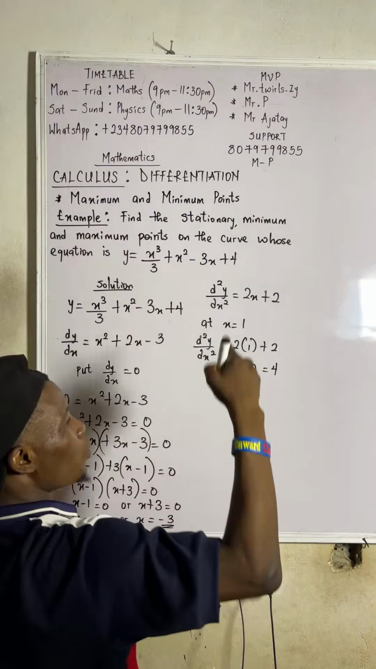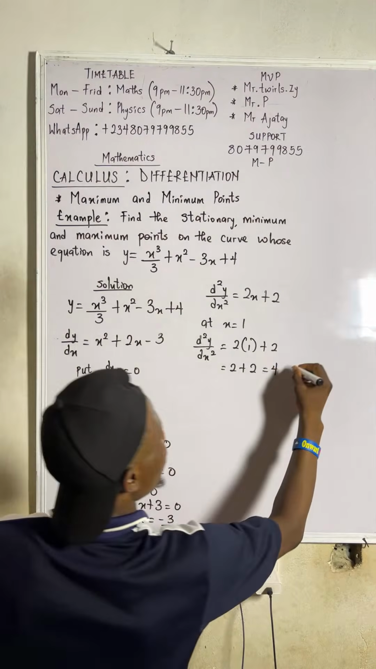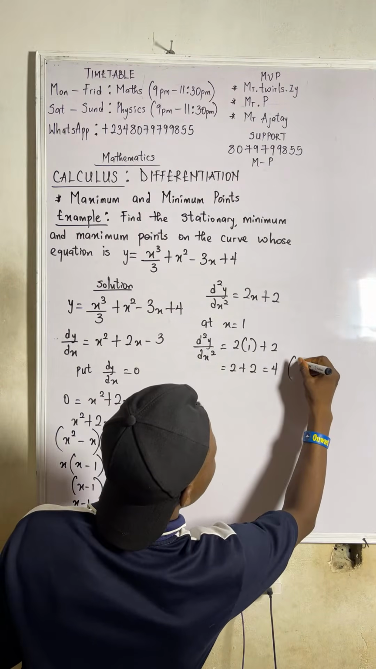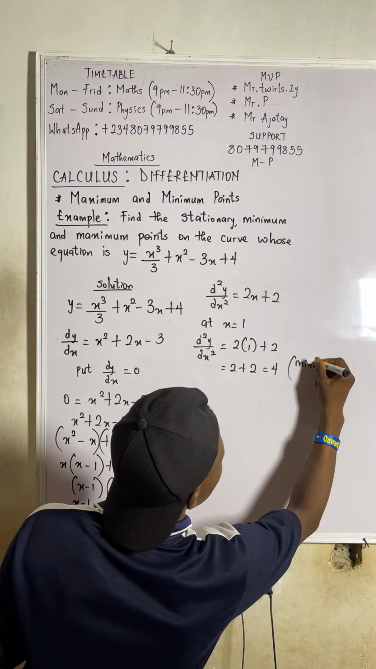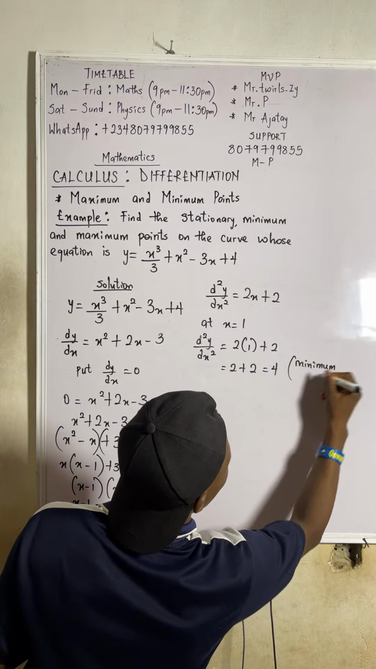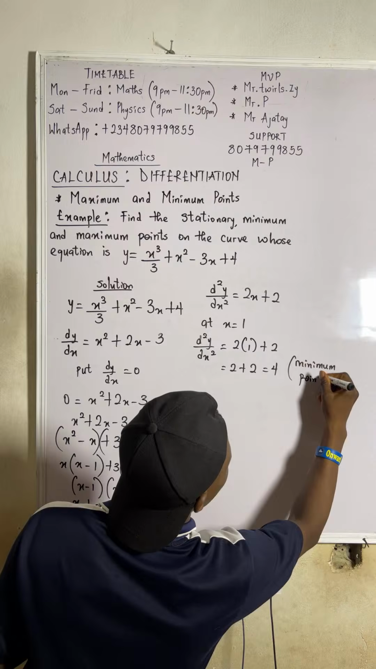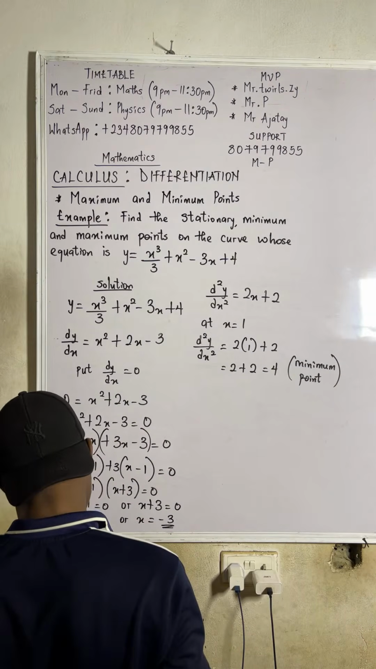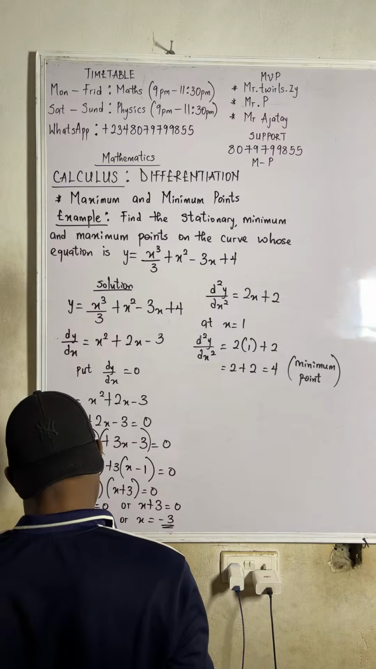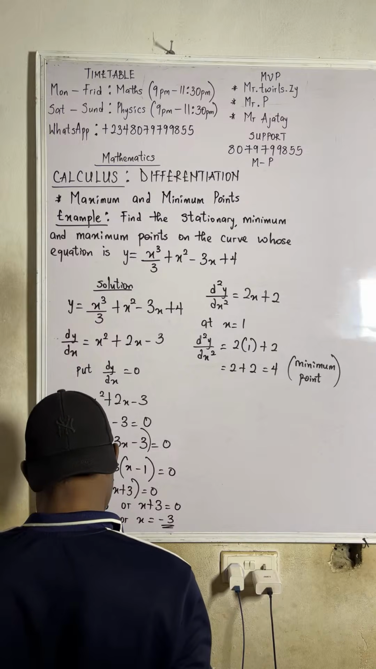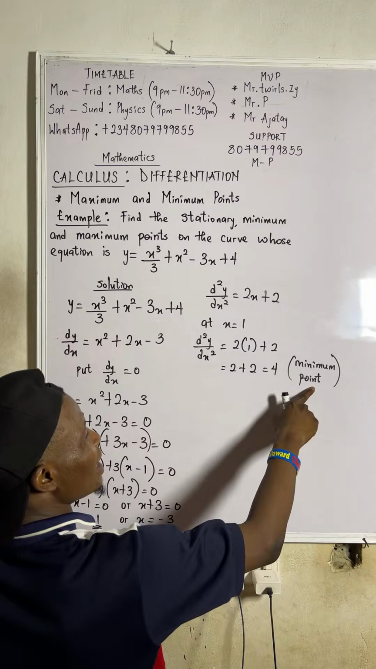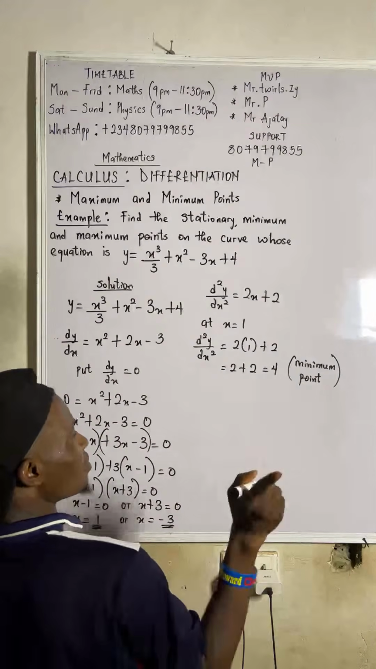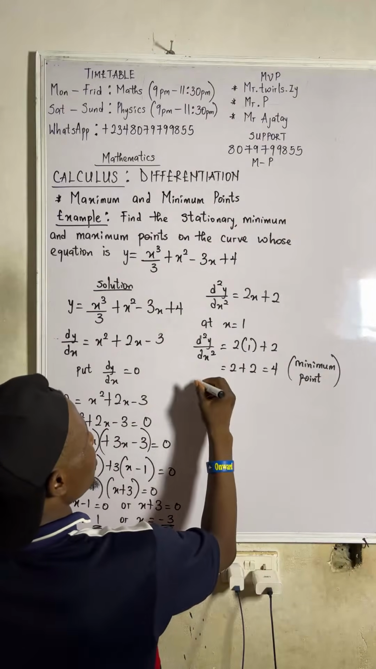It's greater. And when it is greater than 0, what do I call it? That's our minimum. You see that this is how you get the minimum point.